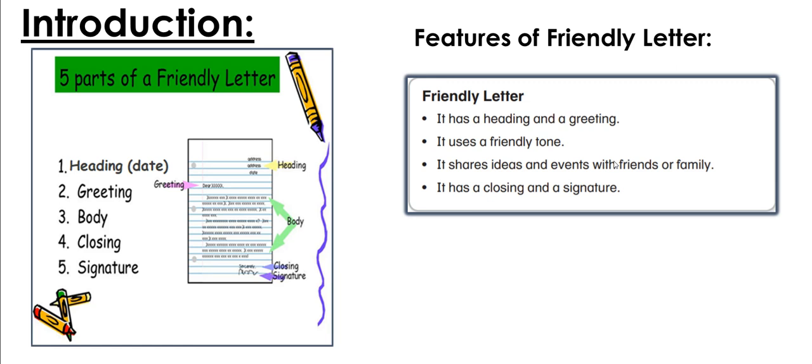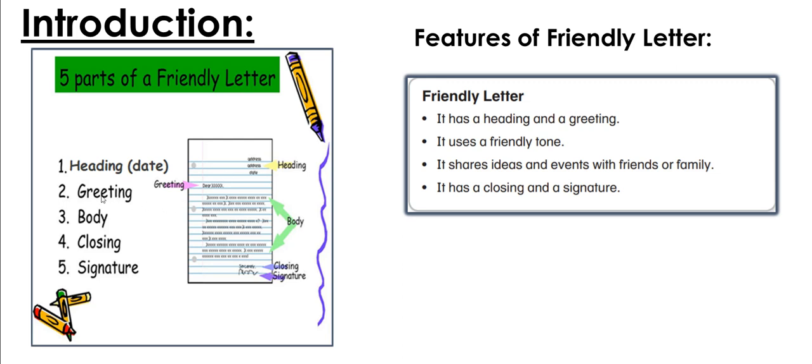Here are the 5 parts of a friendly letter. If you watch the video carefully, you would know this by now, but please, if you didn't, go back and watch the video. Okay, so we have 5 parts of a friendly letter. The first part is the heading, which means the date. It must have a heading where you write the date that you are writing the letter.